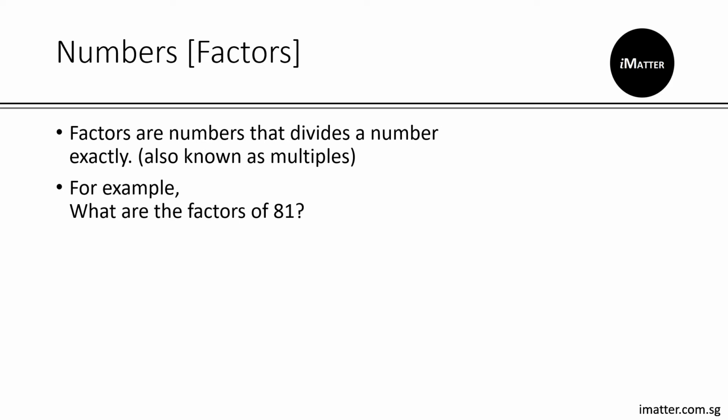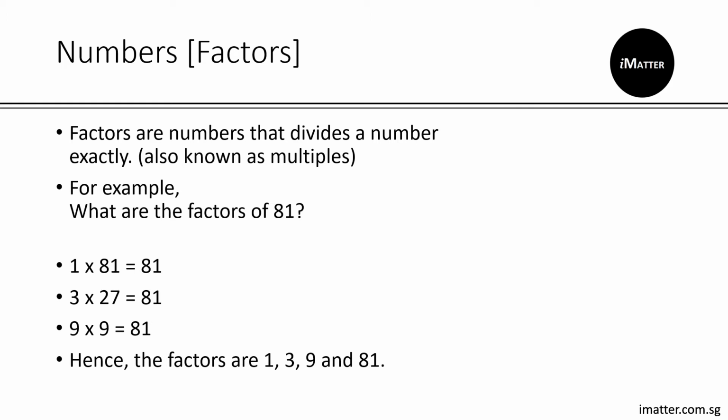Next is on factors. Factors are numbers that divide a number exactly, also known as multiples. So let's try to find out what the factors of 81 are. You can try to do it before I show you the answers. So the factors of 81 are 1, 3, 9, and 81, and that is based on the equations that I have shown you here. It is 1 times 81 giving you 81, 3 times 27 giving you 81, 9 times 9 gives you 81. So here are all the factors.